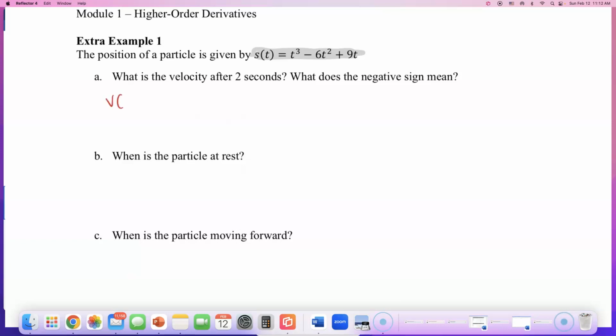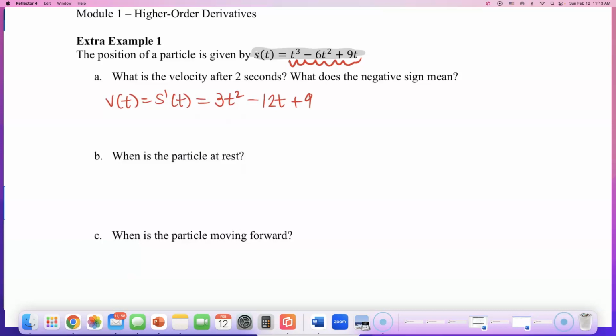You know that the velocity function is the first derivative of the position function. So let's take the derivative of this gray highlighted function. t cubed will give us 3t squared, minus that will give us negative 12t. Now lastly, this plus 9t, the derivative is plus 9.